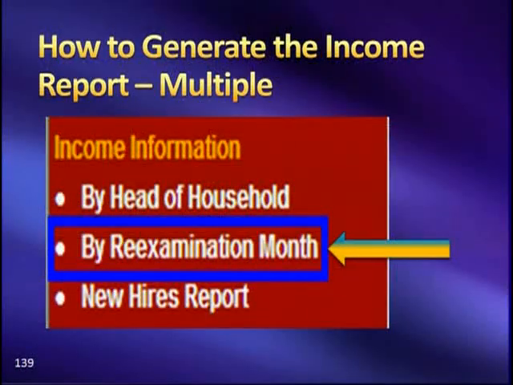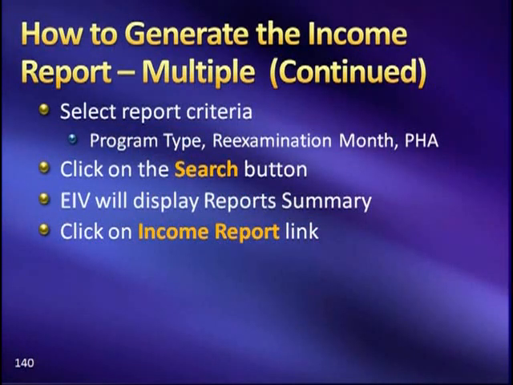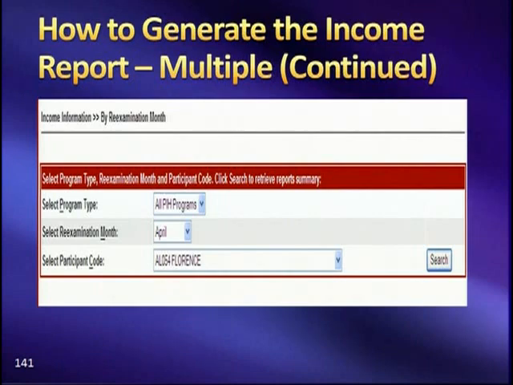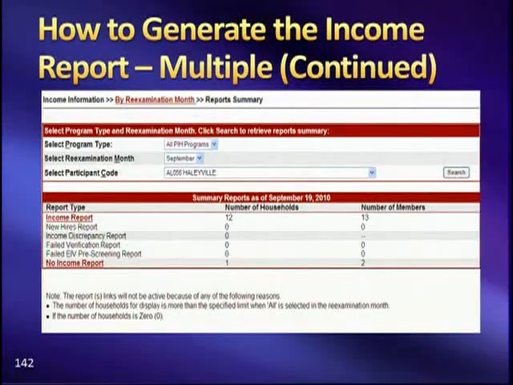To generate batch income reports, click on by reexamination month. Again, you will select your report criteria, click on the search button. Here, you will get a listing of the various summary reports available to you. Notice that for this particular housing authority, they have 12 households with income information, and you will simply click on the income report to see the summary and the details report.